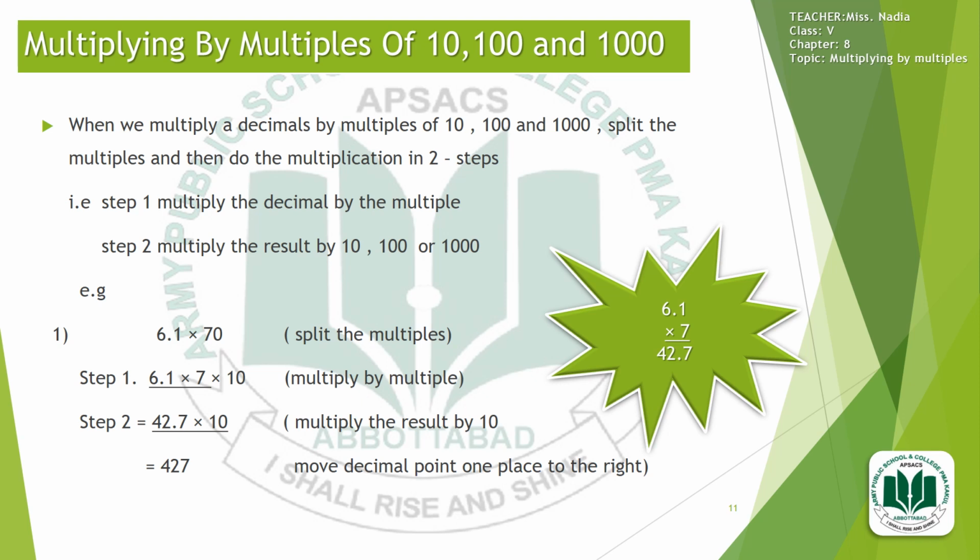For example, 6.1 multiplied by 70. We can write it as 6.1 multiplied by 7 multiplied by 10. In first step, we will multiply 6.1 with 7. In rough work, you can see the multiplication. 6.1 multiplied by 7. 7 times 1 is 7, and down the decimal point we will put decimal point, and 7 times 6 is 42. So now the answer 42.7 is multiplied by 10. Here we move decimal point one place to the right and decimal point is after 7. Now the answer is 427.